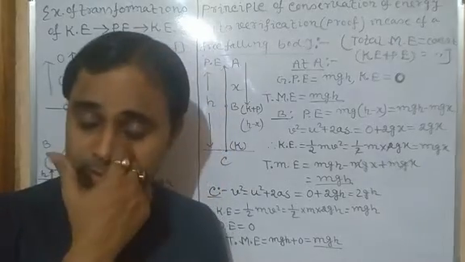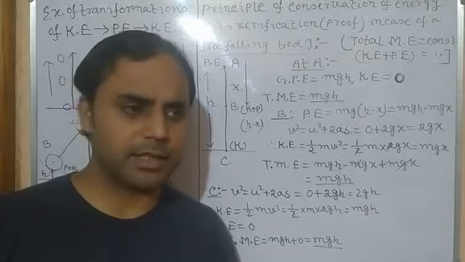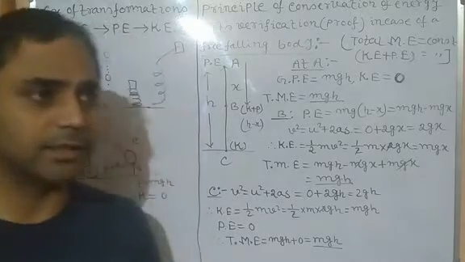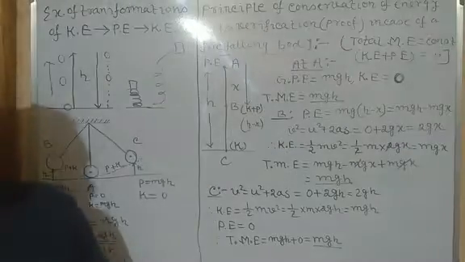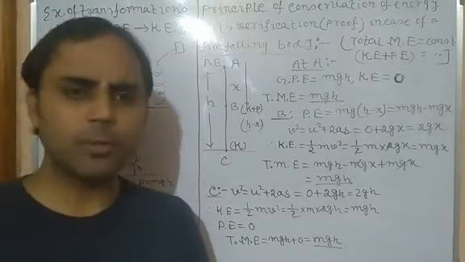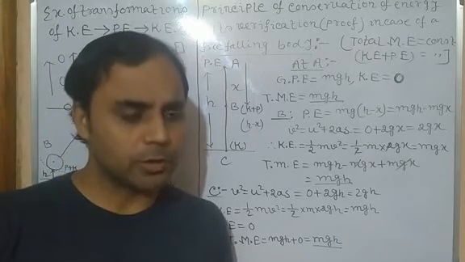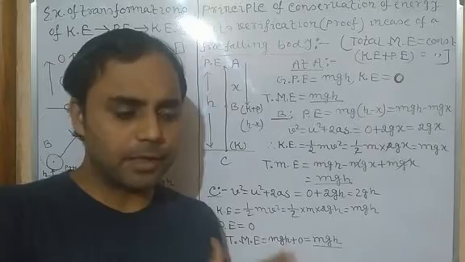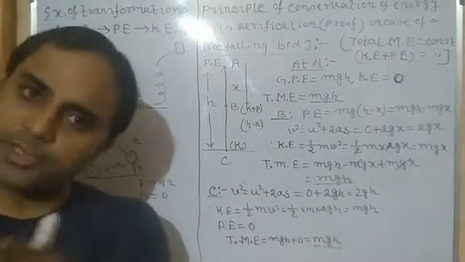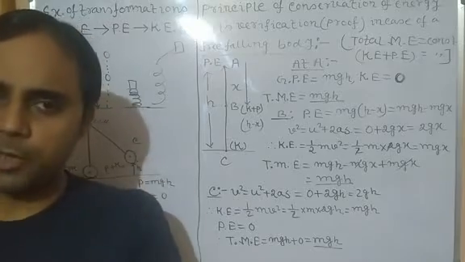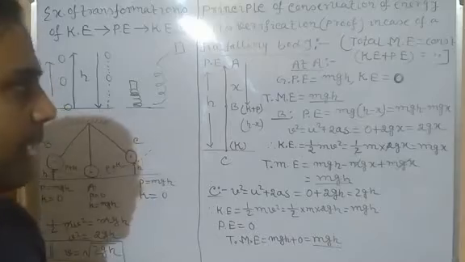Now, as we all know, there are also different types of energies. That is magnetic energy, light energy, sound energy, solar energy, chemical energy, electrical energy. So many types of energy. Energy can be transformed or converted from each type of energy to another. There are so many examples given in the book. I am not discussing all of this.